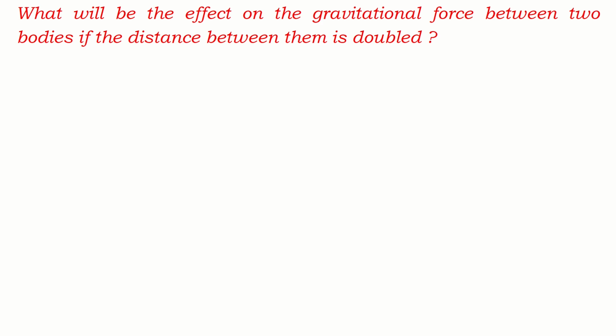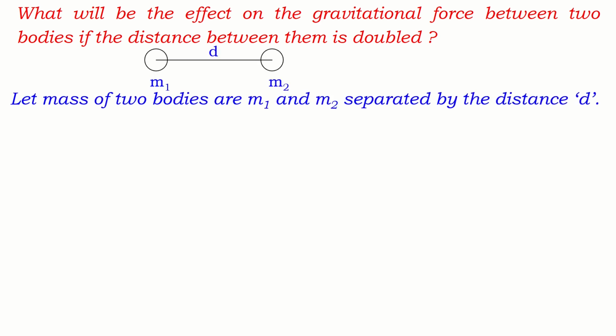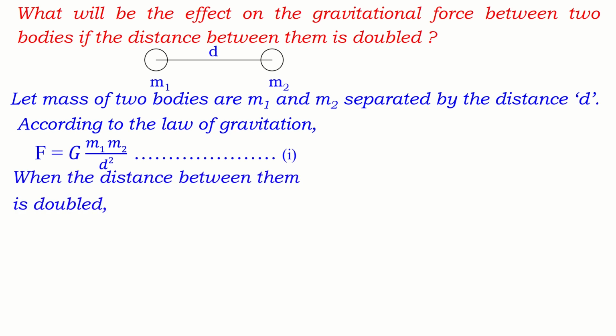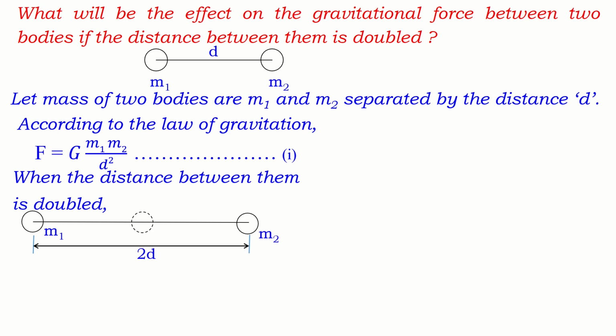Let's talk about distance also. What will be the effect on the gravitational force between two bodies if the distance between them is doubled? Let's say m1 and m2 are two masses separated by a distance d. Then according to the law of gravitation, F equals G m1 m2 by d square. This is the same as in the previous case. This is equation 1.